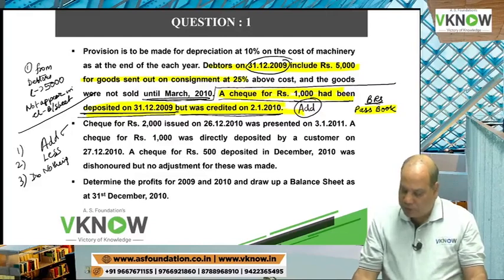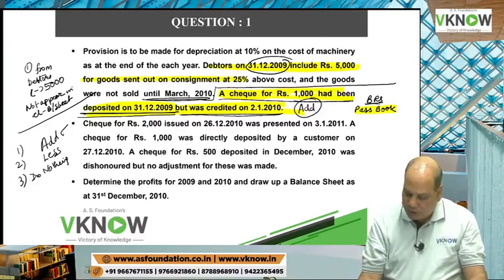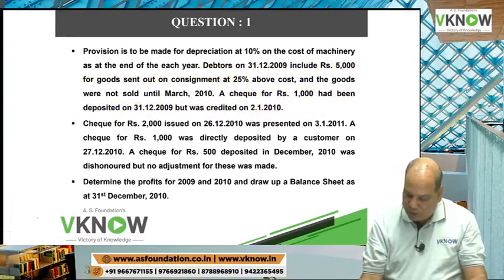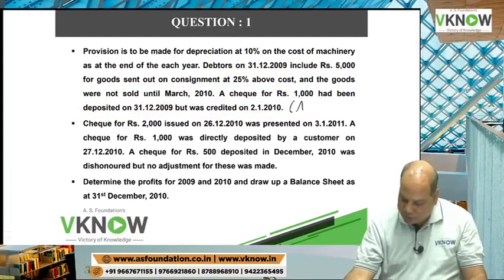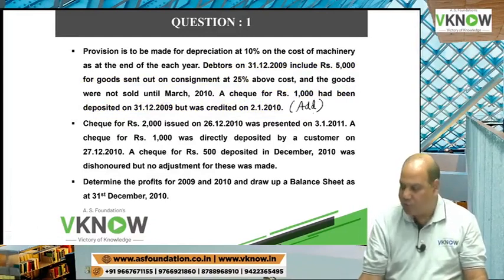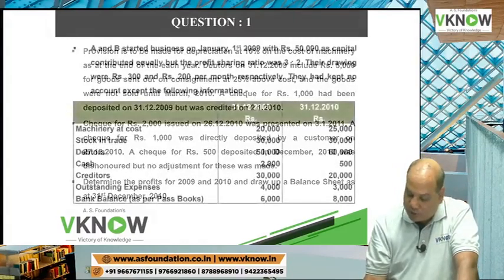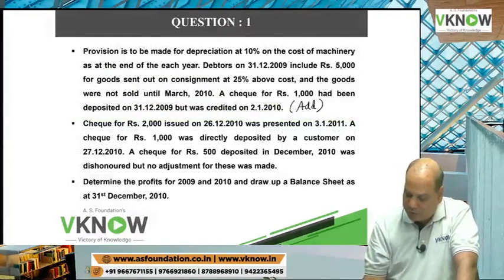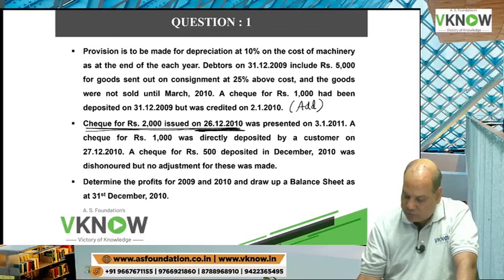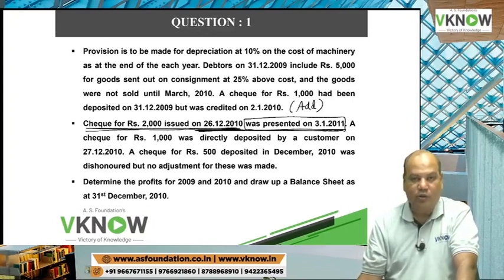Okay, try one more. Should I erase everything to make it clear? Yes. So this adjustment you have to add in passbook balance. Okay, Tanya, very good. Try this one. Check for rupees 2,000 issued on 26th December was presented on 3rd January.